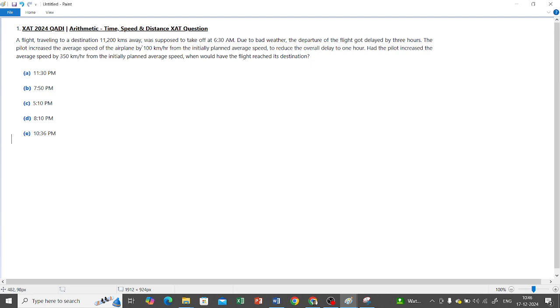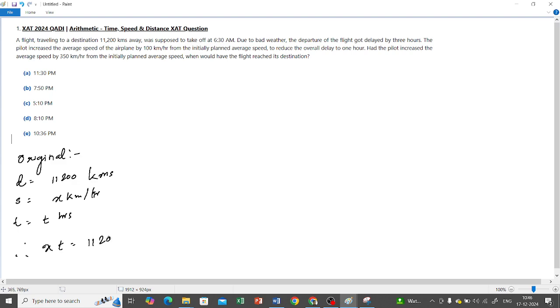A flight traveling to a destination some kilometers away was supposed to take off at this time, okay? So originally, the distance is 1120 kilometers, okay? Your speed I am taking as x kilometer per hour, okay, and let the time be t hours. So xt is equal to 11200.